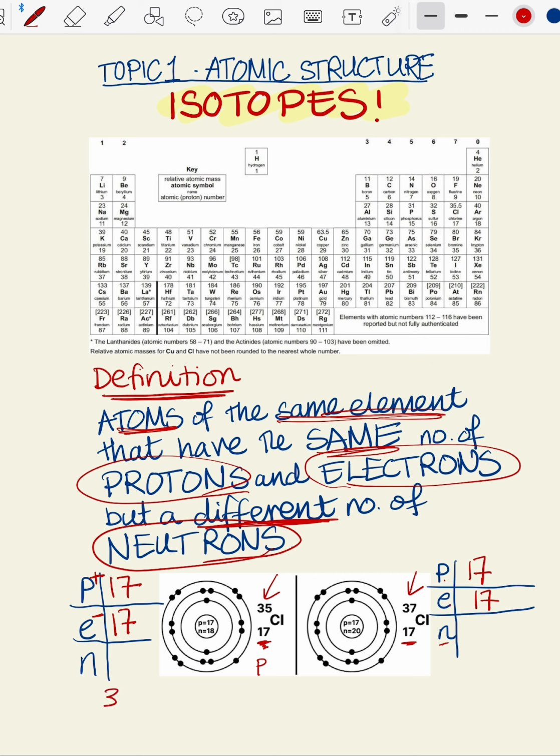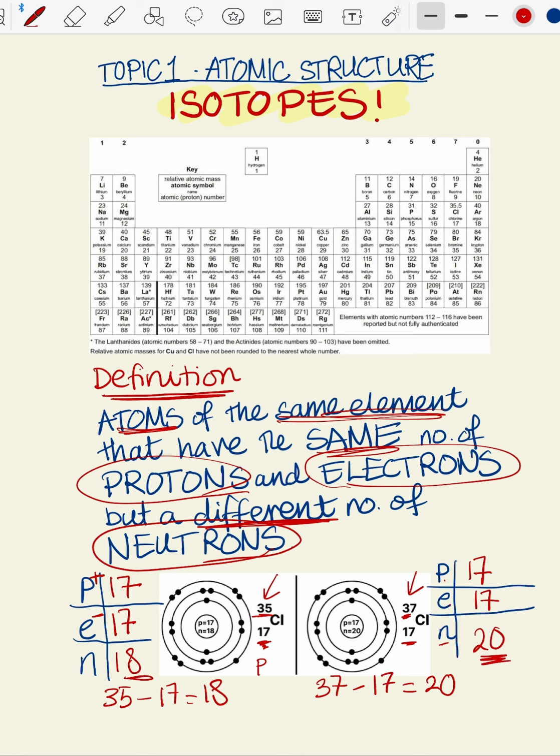And just go back and check my previous video about how to calculate your number of neutrons. So in this case it's going to be 35, which is your atomic mass number, minus your number of protons, which is 17. So in this case your number of neutrons is equal to 18. And for chlorine 37, your atomic mass number is 37, take away your number of protons, which is 17 in this case also. So here we have 20 neutrons.